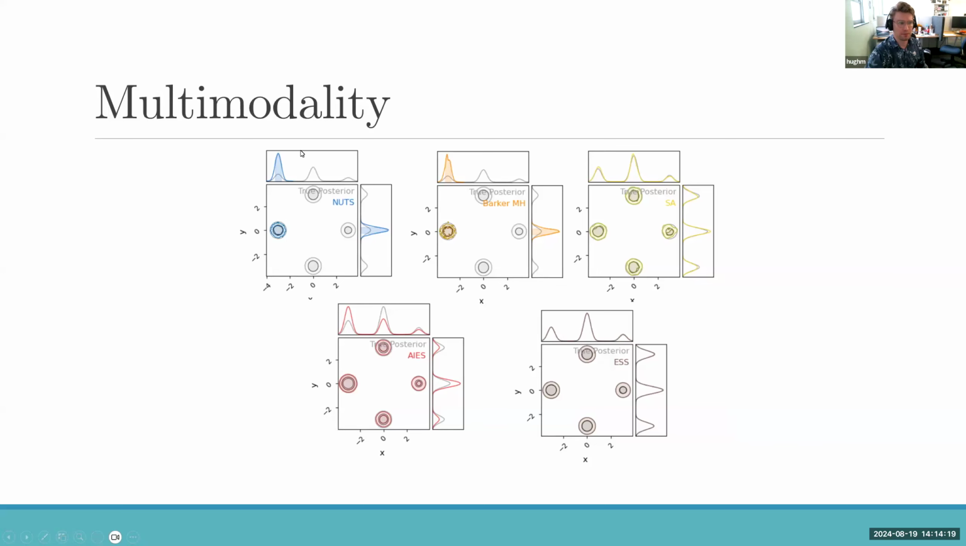So, hang on, there must be shapes here that haven't shown up. So how well do the different samplers perform here? Well, the general rule of thumb is the more you rely on gradients, the more likely you are to break in multimodality.